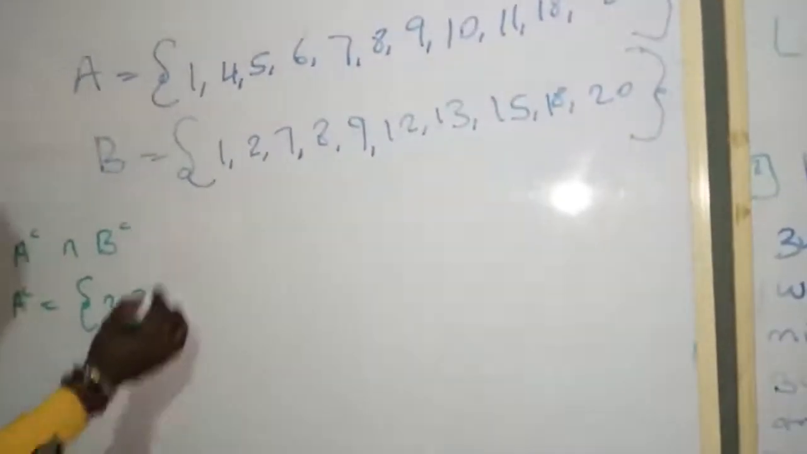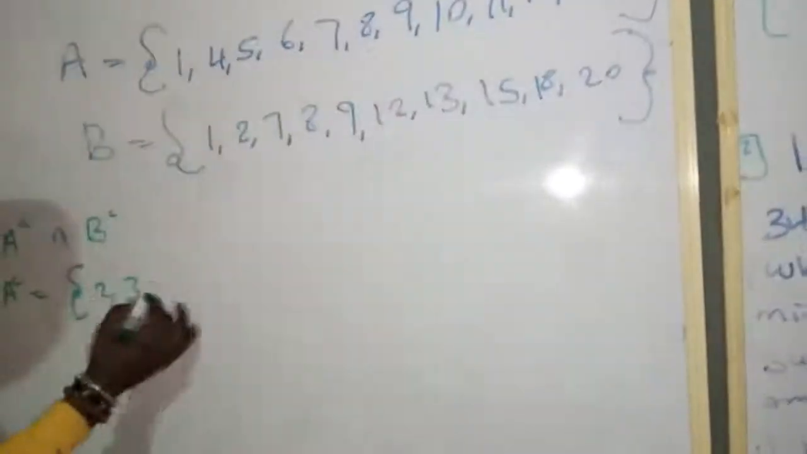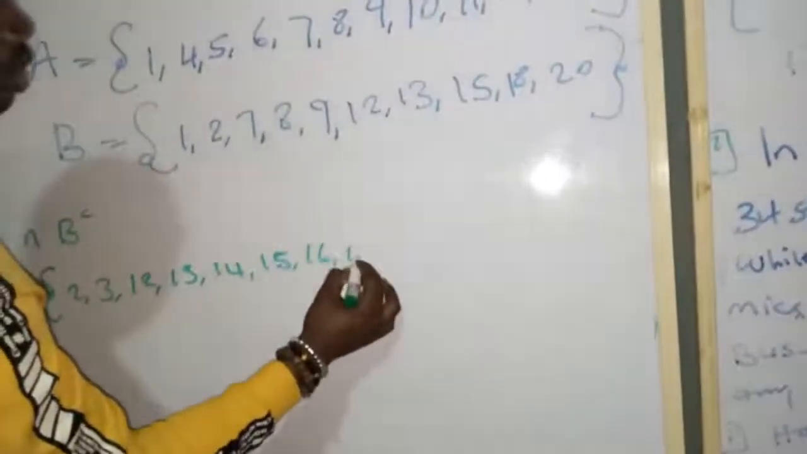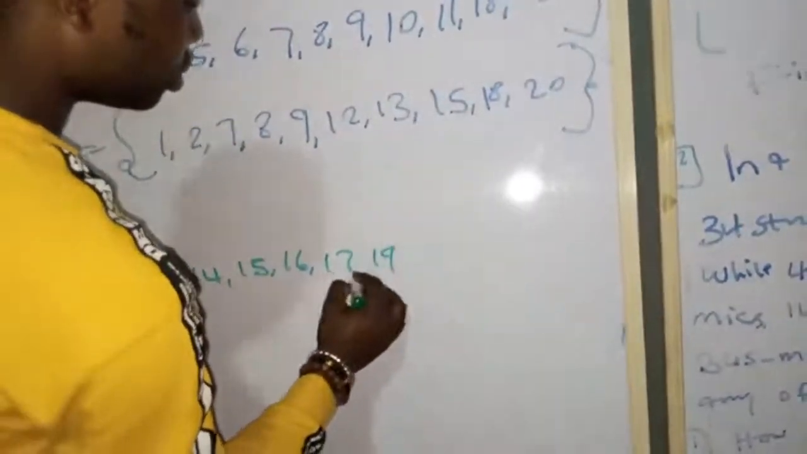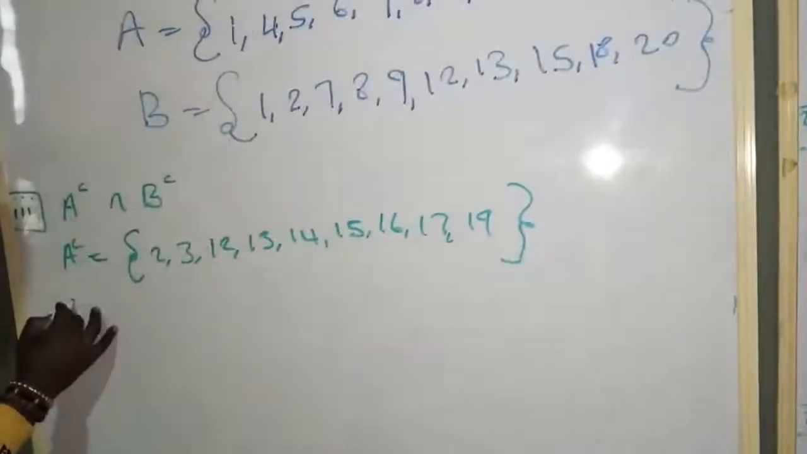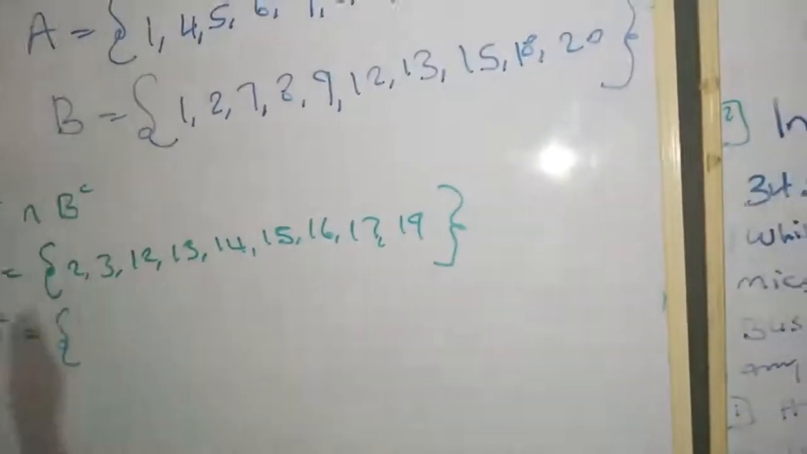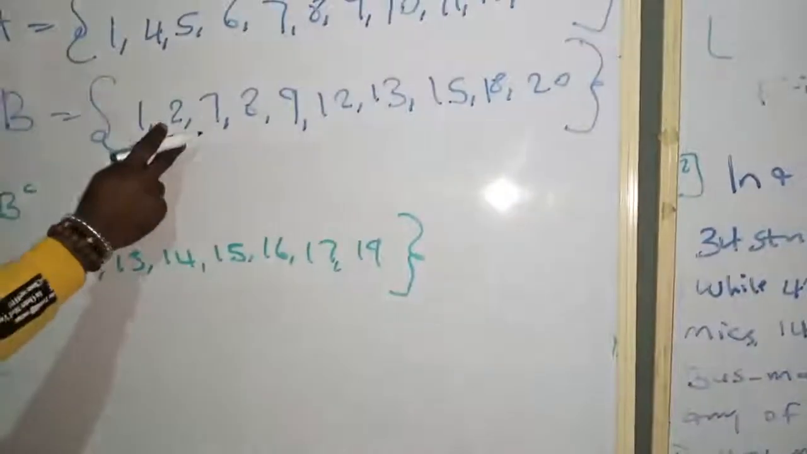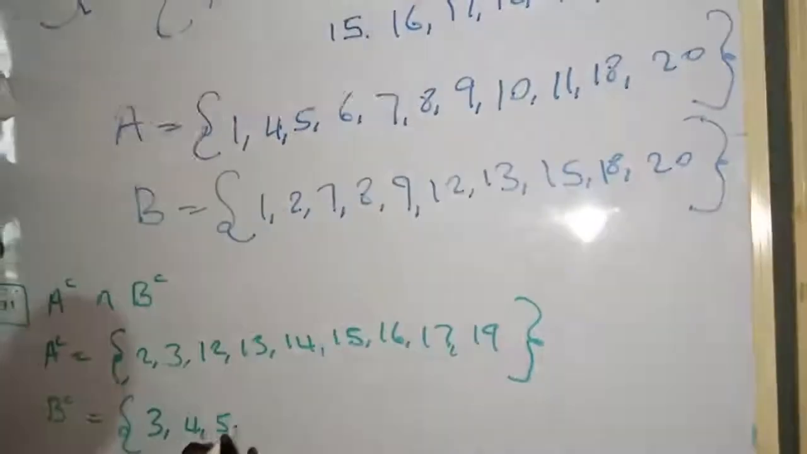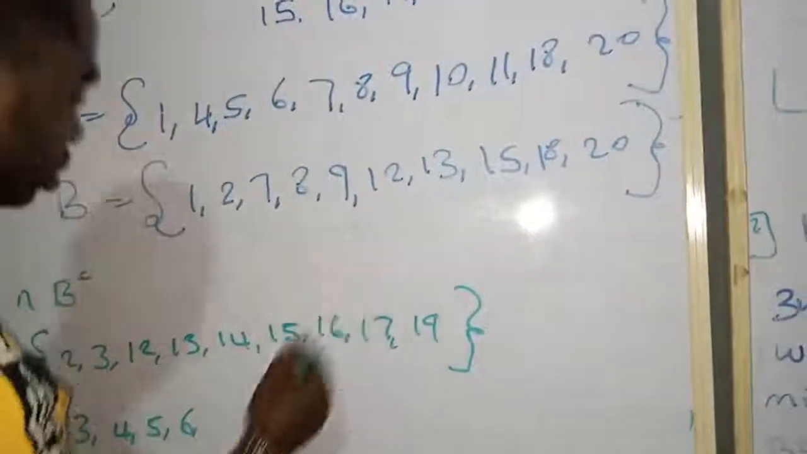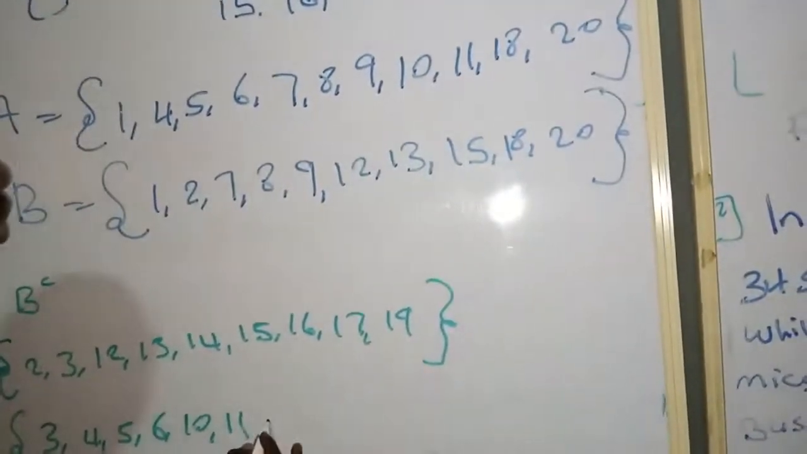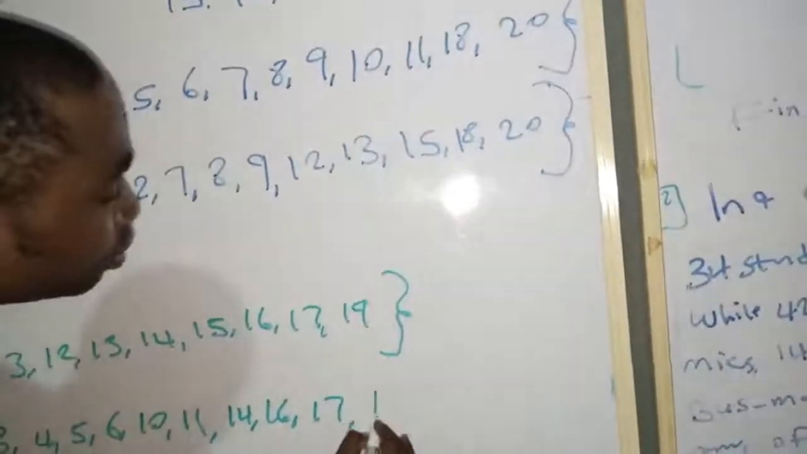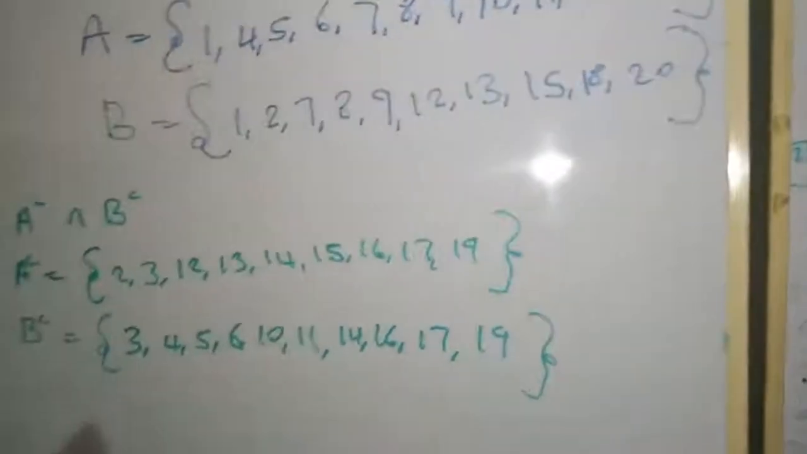So we have 2, 3, 4, 5, 6, 7, 8, 9, 10, 11. There is no 12, 13, 14, 15, 16, 17, and there is no 19. So that is A complement. Then B complement: anything in the universal set that is not in B. So there's 1, 2, there's no 3, 4, 5, 6, there's 7, 8, 9, no 10, 11, there's 12, 13, no 14, there's 15, no 16, 17, 19. So that is B complement.